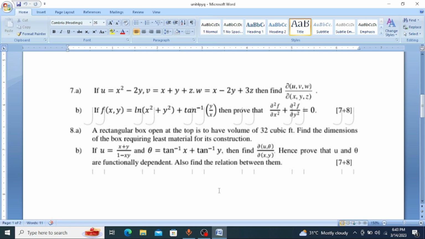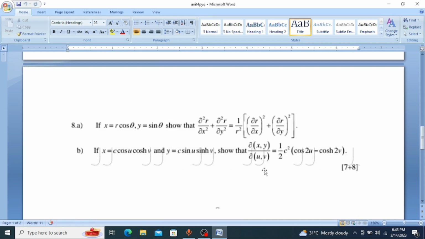So that is what we find out in the Jacobian. And then we have to prove that u and theta are functionally dependent. Functionally dependent is nothing but the Jacobian is equal to 0. So you will get the value of this as 0. And then after that you have to find out the relation between these two functions. This problem I explained in my previous videos. I'll provide the playlist link in my description box. Check it. So this is how you find the Jacobian, and we check whether they are functionally dependent or not. And if they are functionally dependent, we will find the relation between them.